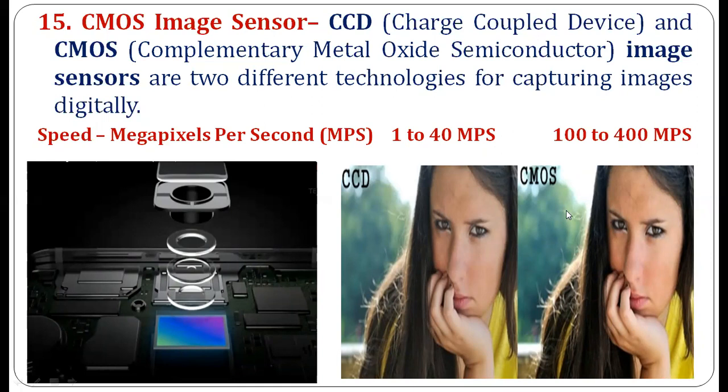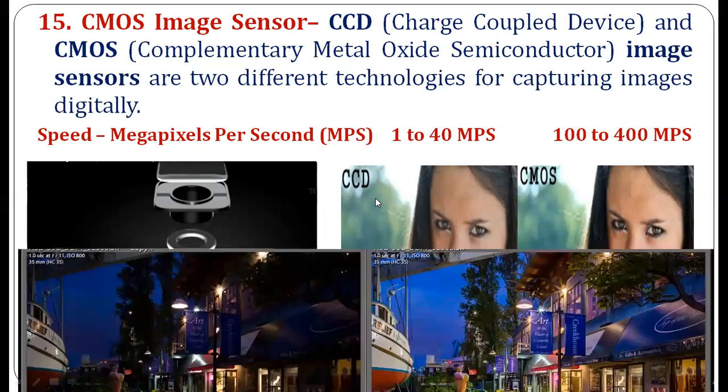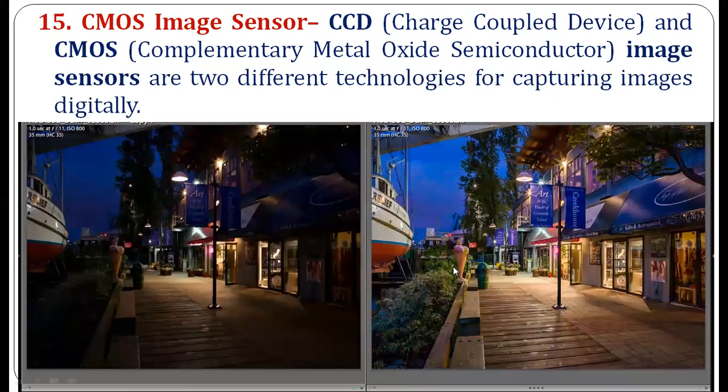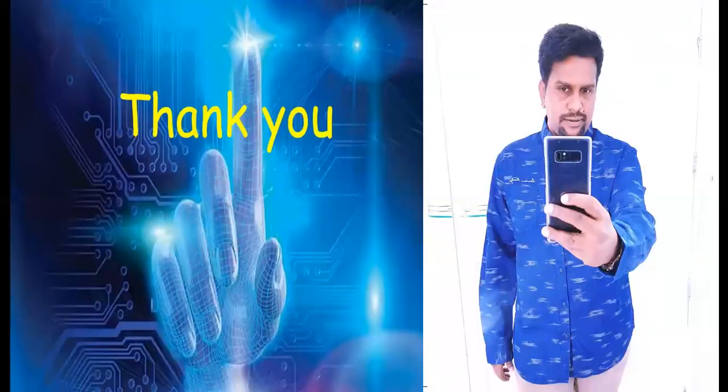Then when it comes to CMOS, complementary metal oxide semiconductor type of image sensor, it can capture 100 to 400 megapixels per second. Here in these two images, in CMOS you can find more brightness when compared to the CCD type of image sensor. Not only in the daytime, even in the nighttime also, you can find better brightness with this particular CMOS type of image sensor. So these are all the sensors we have in our smartphone.